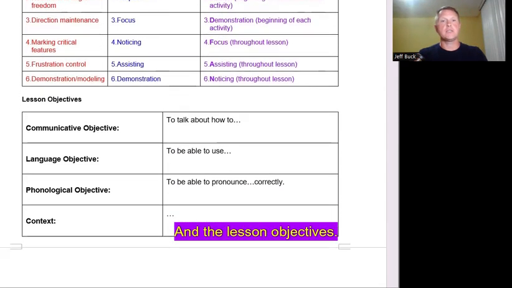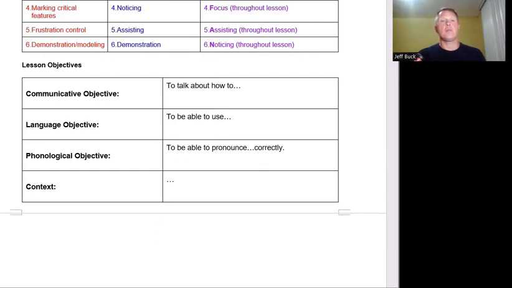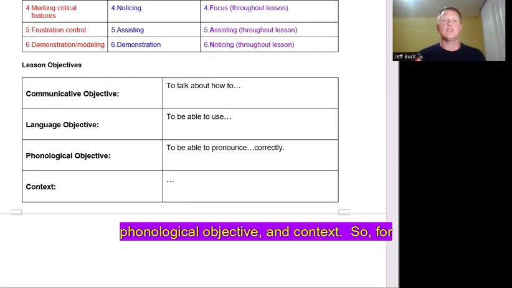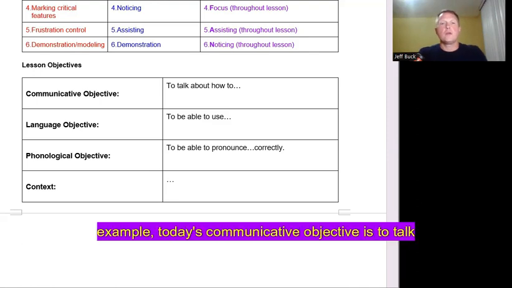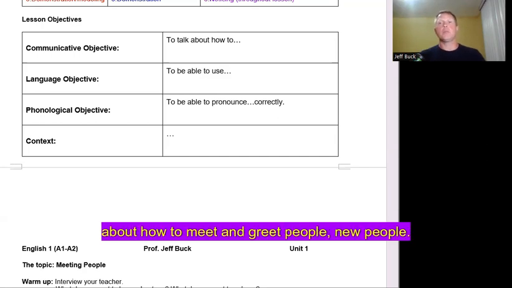And the lesson objectives. This format comes from the Trinity Diploma system. We have our communicative objective, language objective, phonological objective, and context. So for example, today's communicative objective is to talk about how to meet and greet new people.